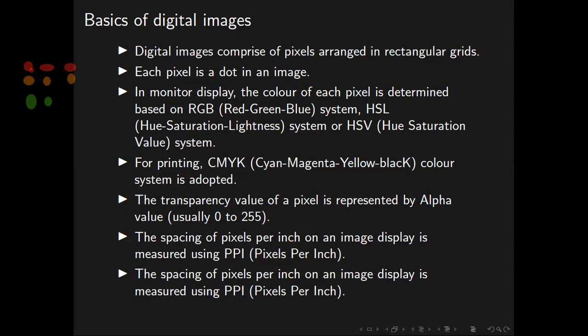K stands for black in this system because we already used B for blue. In the RGB system, B is used for blue color. We cannot use the same letter for black again. Therefore, they have used the last letter instead of the first one. Black's last letter is K. They have used K instead of B, denoting black. Okay. Cyan, magenta, yellow, and black.